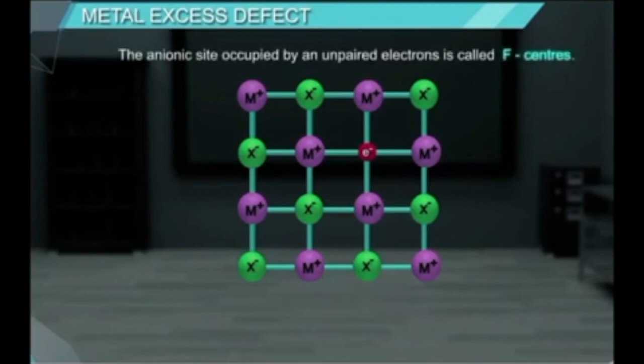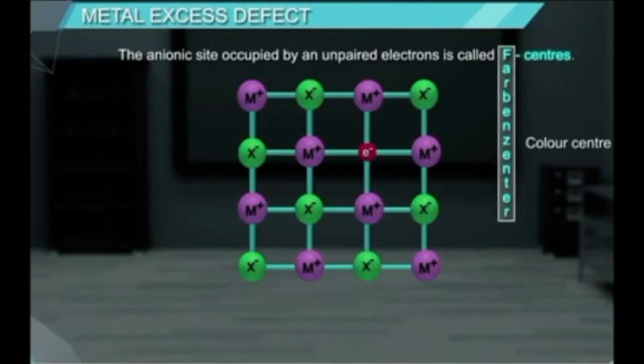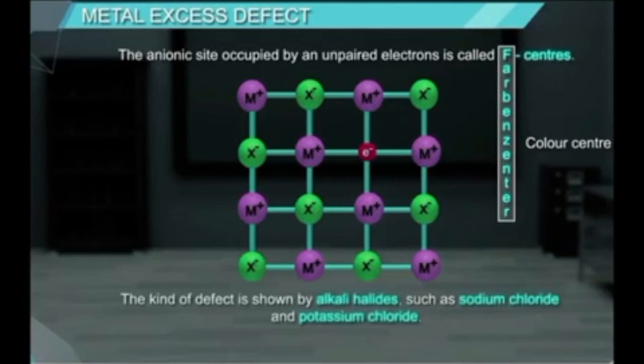The anionic site occupied by an unpaired electron is called F center, where F stands for Farbenzentrum, which is a German word for color center. F centers are responsible for the color of the compound. This kind of defect is shown by alkali halides, such as sodium chloride and potassium chloride.